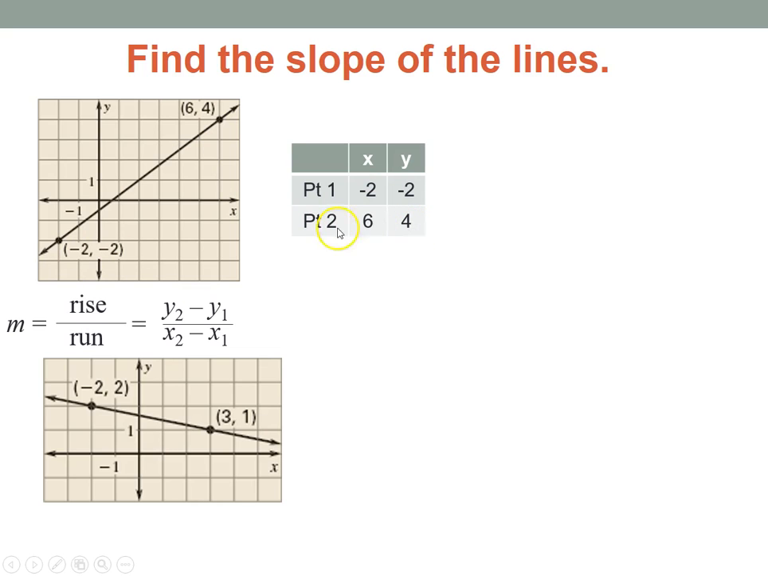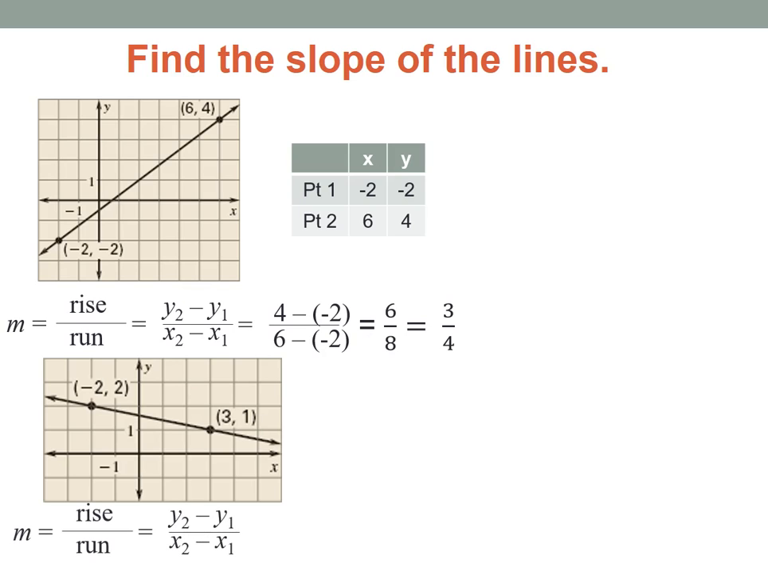And now I can use this formula here. So y2 is the y in point 2. y2 is 4 minus y1. y1 is negative 2. x2 is right here, the x in point 2, 6 minus another negative 2. And then I just have to do the math. 4 minus negative 2 is 6. 6 minus negative 2 is 8. And that simplifies to 3/4.